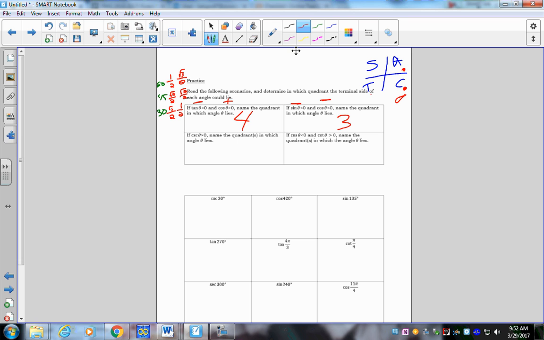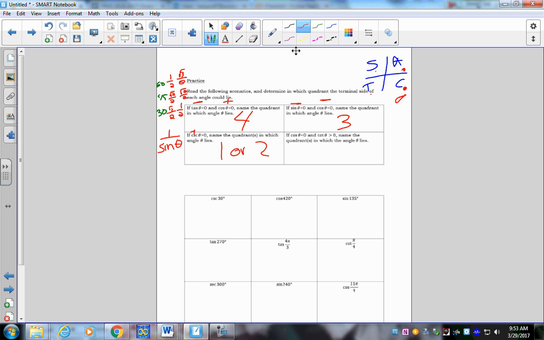If cosecant is positive, so cosecant is 1 over sine. So it's going to follow the sine pattern. It doesn't matter that it's a reciprocal. Wherever sine is positive, so is cosecant. Wherever sine is negative, so is cosecant. Okay, so with that being said, I'm looking for where it is positive. Sine is positive in both 1 and 2, so that means cosecant is also positive in both 1 and 2.